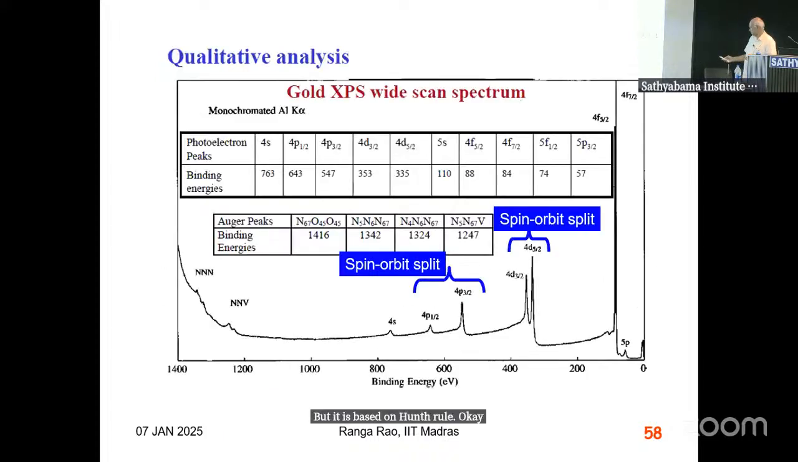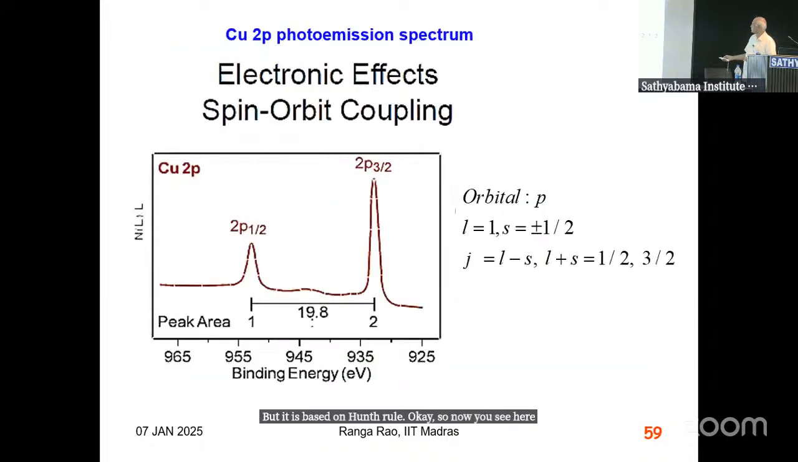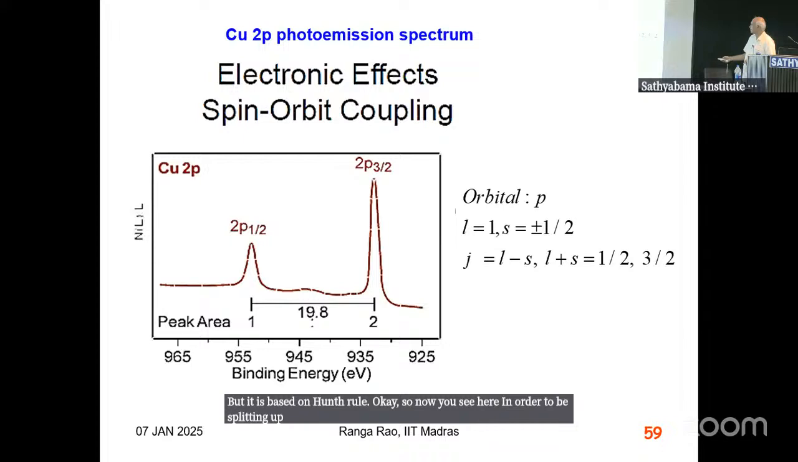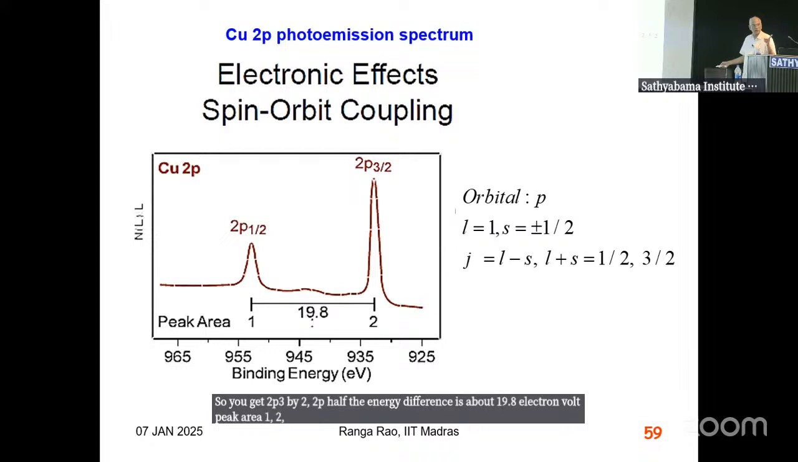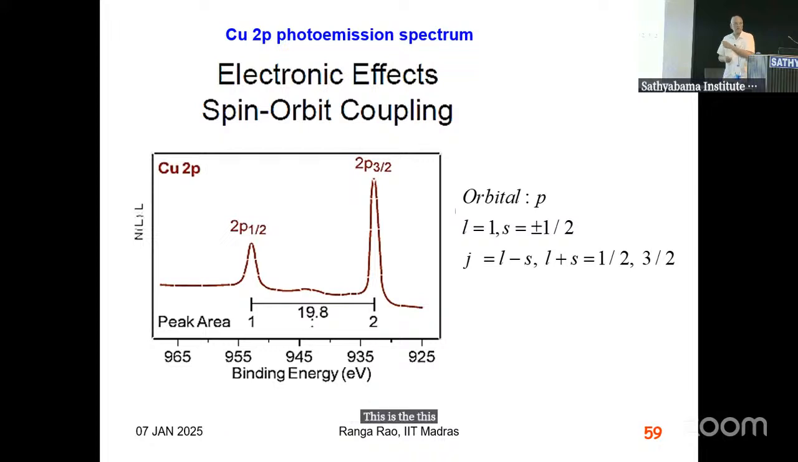Okay, so now you see here, spin orbit splitting of copper 2p photoemission. So you get 2p3/2, 2p1/2. The energy difference is about 19.8 electron volt. The peak area is 1:2 ratio. That's what we said, right? So L is equal to 1, S is equal to plus minus half, J is equal to L minus 1, L plus 1, so 1/2 and 3/2. This is the interpretation of the p orbital. If it is a d orbital, L is equal to 2. If it is an f orbital, L is equal to 3, and so on and so forth.